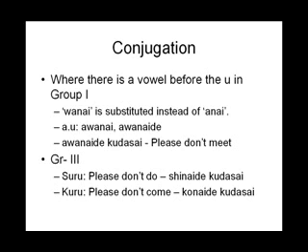Au means to meet. Aimasu is the masu form. Awanai is the negative plain form. Atte is the te form of au. Awanaide is the te form of awanai. So, while atte kudasai will mean please meet, awanaide kudasai would mean please do not meet.